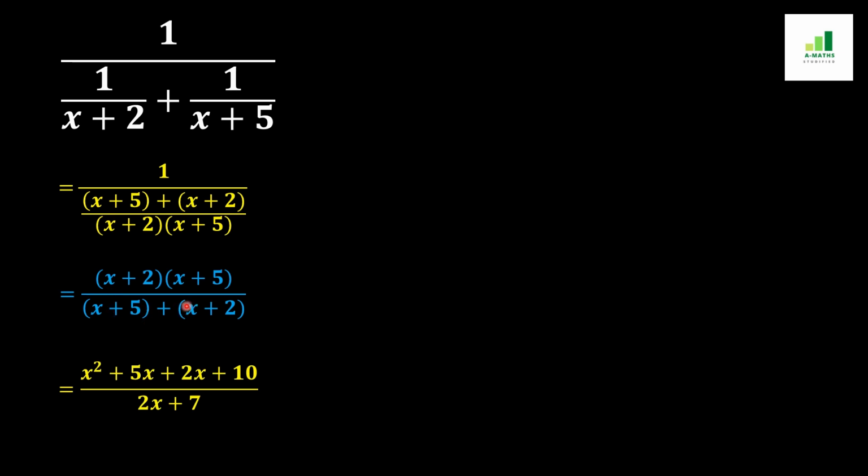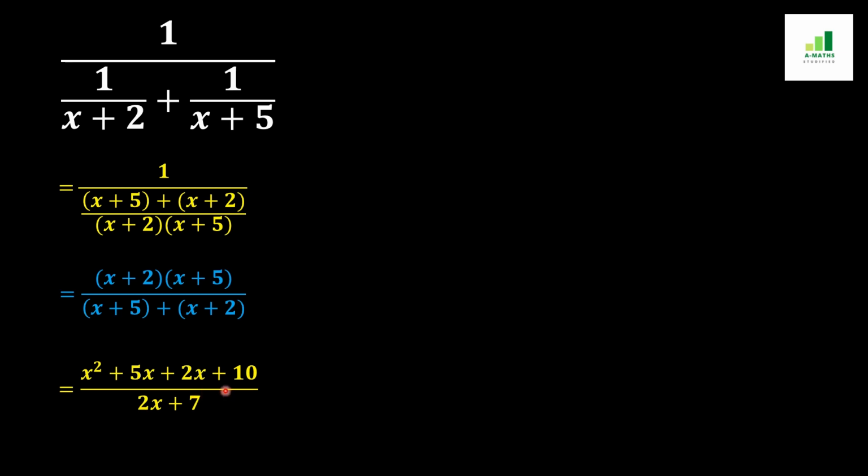How? First this x will multiply with this x and we should get x square, and when this x will multiply with this 5 we should get plus 5x, and now this plus 2 will multiply with this x, we will get plus 2x, and when this plus 2 will multiply with this plus 5 we should get plus 10. When we add up both of these brackets we should get x plus x equal to 2x, and this 5 plus 2 will be equal to 7.